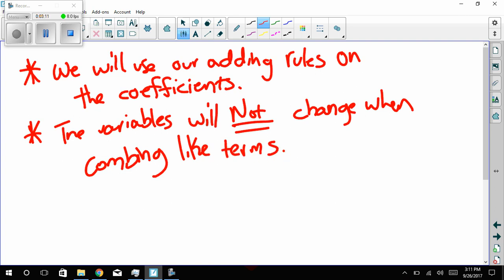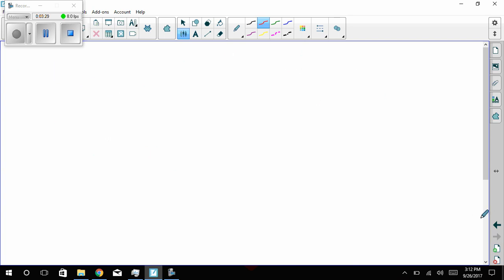So in other words, if it's an x and an x, at the end it's still going to be x. If it's an x squared and an x squared, at the end it's still going to be x squared. The only thing that's going to change are the coefficients. And remember, coefficients means the numbers that are out front of the variables. All right? So let's look at some examples and see what it looks like.